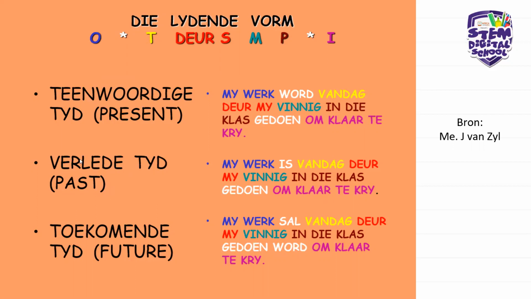Take a moment, past tense. Of course, my werk referring to the object. First verb is. Vandag is the time that I did it. Deur my, the word deur plus the subject. Vinnig, the manner. In die klas, the place. Gedoen om klaar te kry. And then the same in the toekomende tyd. Just remember the word sal there. Quickly take a picture, then we can go on.